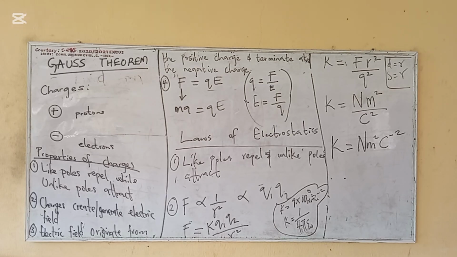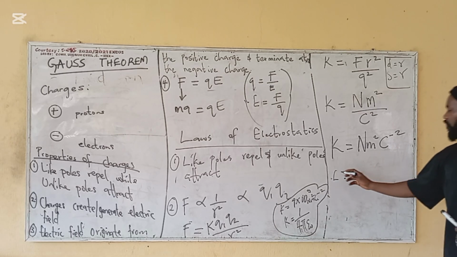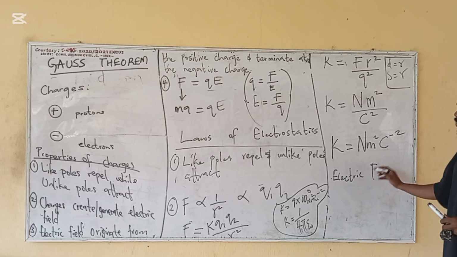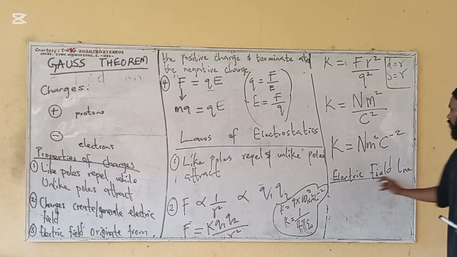Hope we are not too fast. Okay, electric field line. And these things that we are doing, we are just repeating them to come to our memory, but it's very simple. So electric field line. After this, we can now go to the calculation aspect.